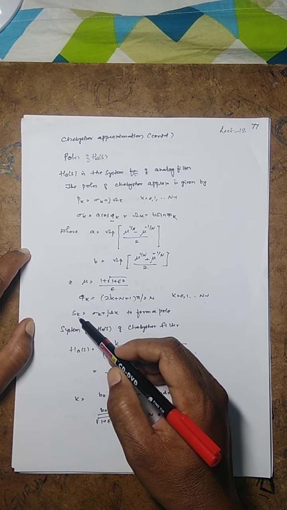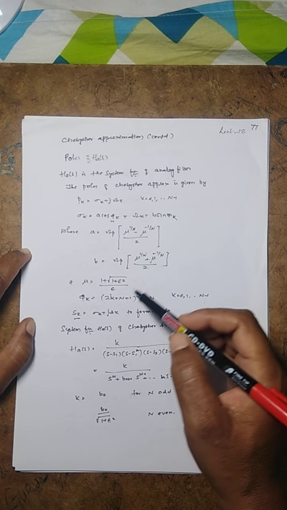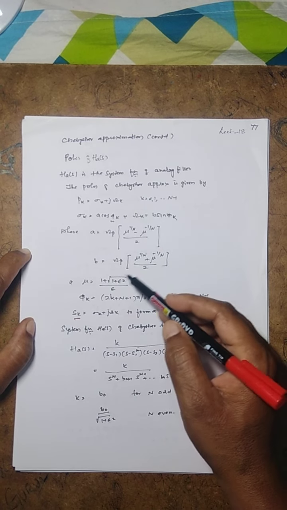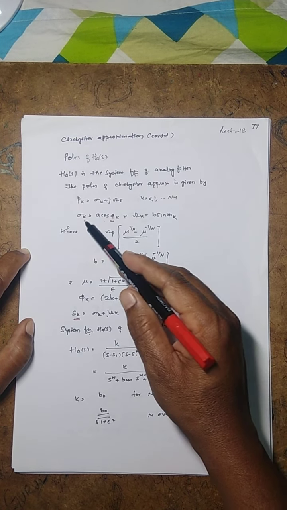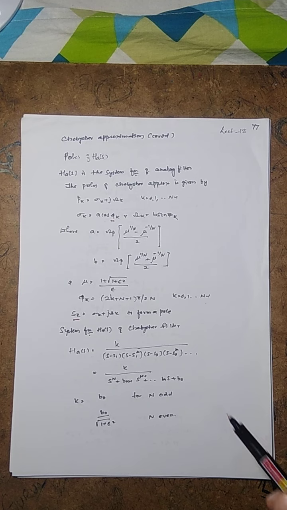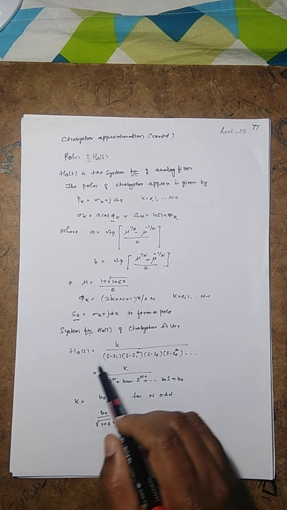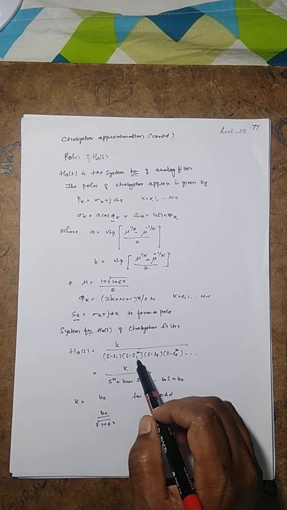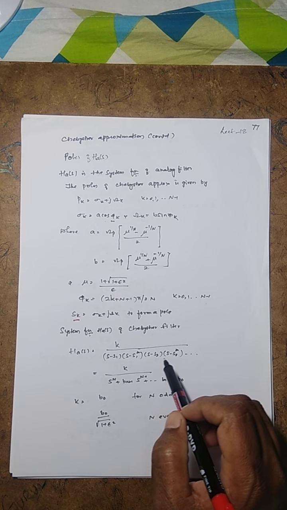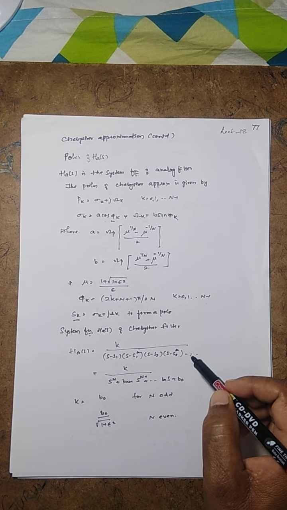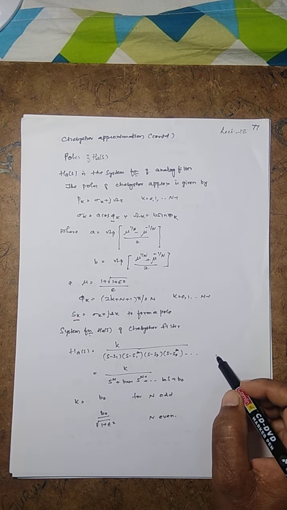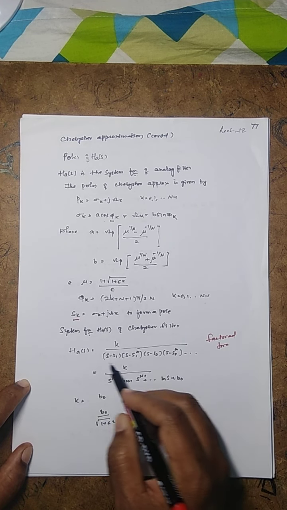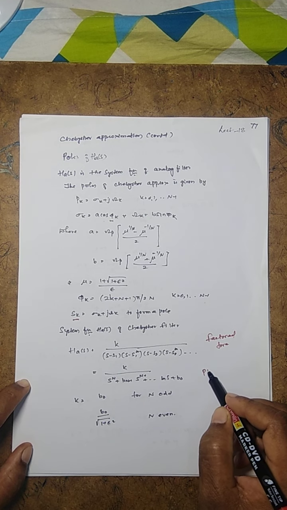The poles of the system function are sigma k plus j omega k. You calculate all these values and substitute them here. Then the system function of the Chebyshev filter, similar to your Butterworth, is k divided by s minus s1, s minus s1 star, s minus s2, s minus s2 star, that is the complex conjugate, and this continues. So this is called the factored form. When you cross multiply, you will get the polynomial form.